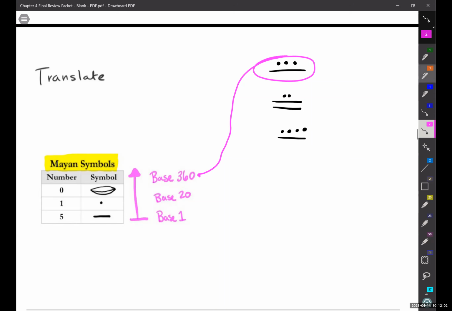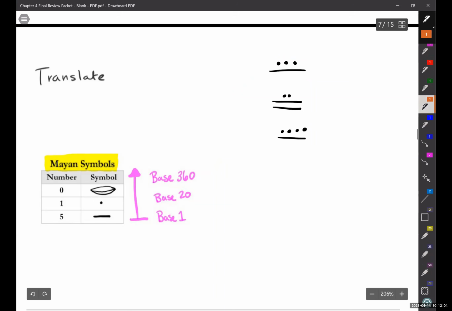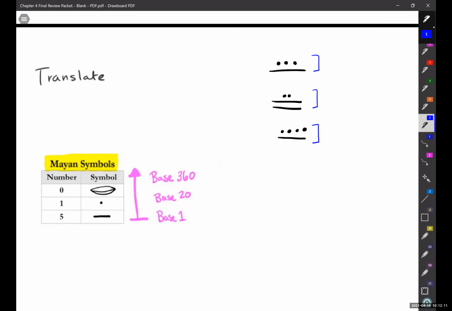So I'm just going to write out these three groupings: group 1, group 2, group 3. And then we need to translate. In the Mayan numerals, a line is 5, a dot is 1. So this is 5, 6, 7, 8, 9. But what base location is it in? Since it's the first base, you do 9 times 1.